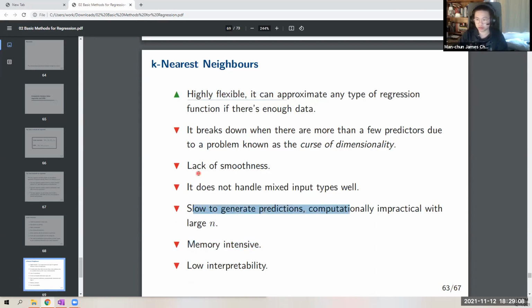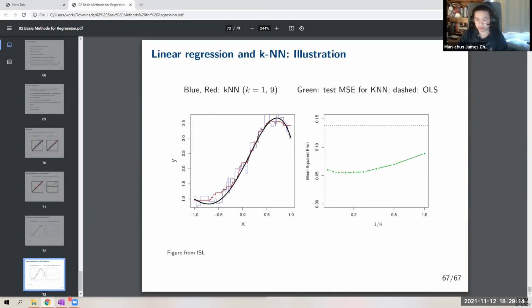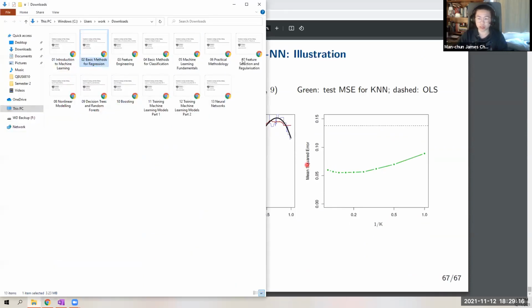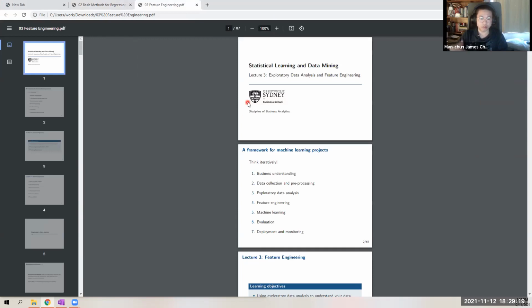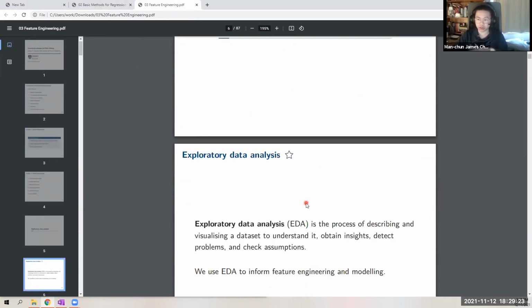It can be slow, stuff like this, right? And you also have the curse of dimensionality. Okay, so just make sure that for a given model, you know what's good and what's bad about it, right?